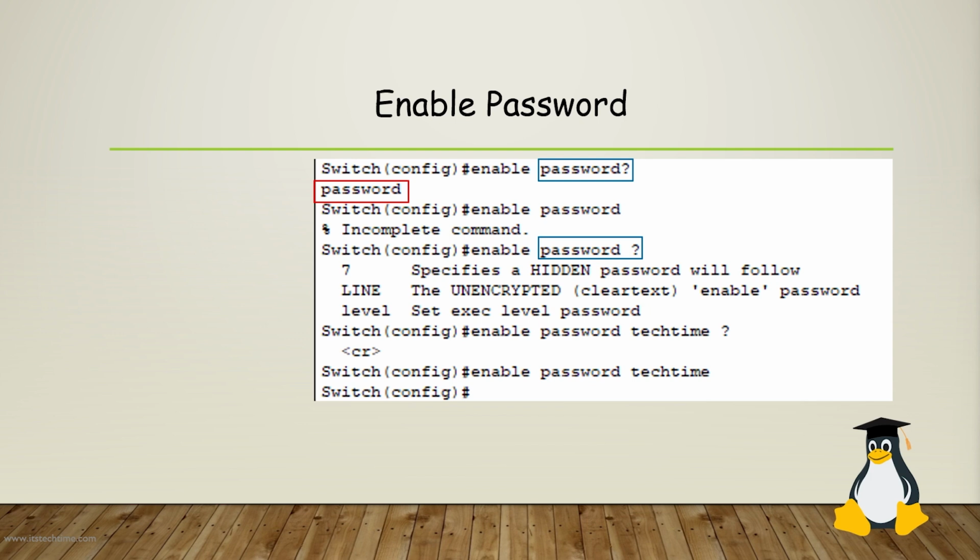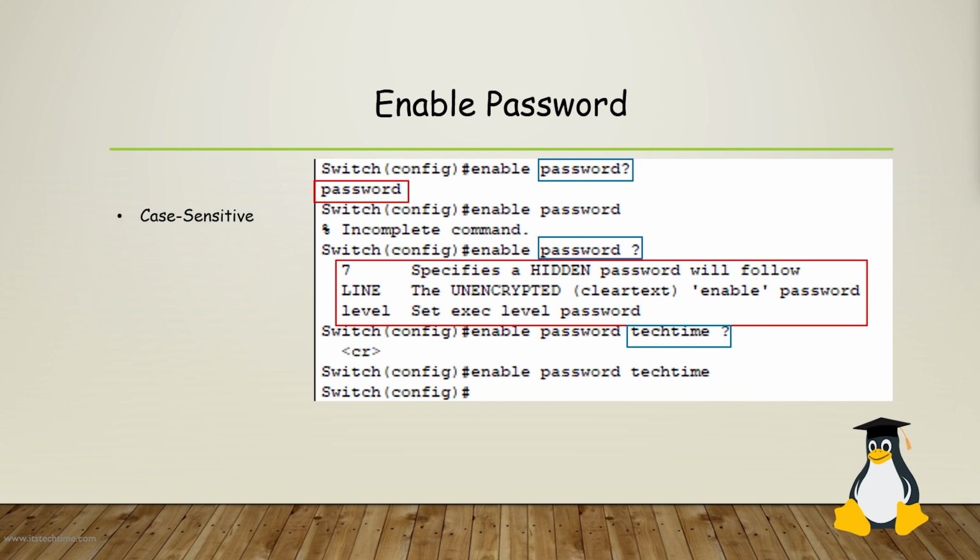This time I used password again, but with a space between password and a question mark. And as you can see, the output is different. This time it shows you the options for setting a password with the enable password command. In this example, I used the middle option, line, capital L-I-N-E, which means that I type what I want the password to be after the command enable password on the same line. In my example, I typed TechTime, T-E-C-H-T-I-M-E.